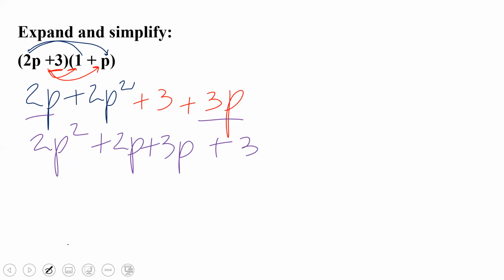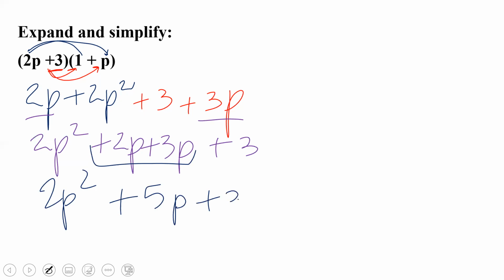This is the form in which the answer is generally acceptable, and you want to get all your marks. So here we go now, 2p squared, and we're adding 2p and 3p here, which gives us 5p plus 3. And that's it. If that's what you got when you worked it yourself, then you are on good road.